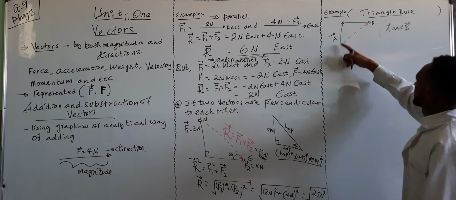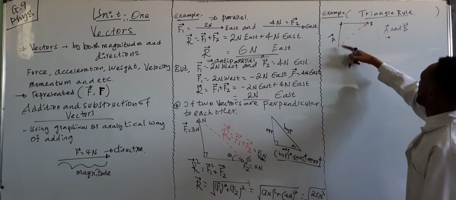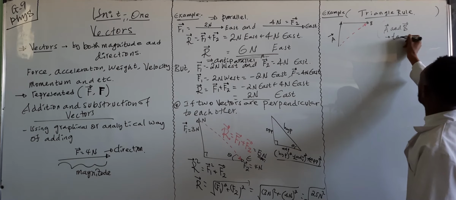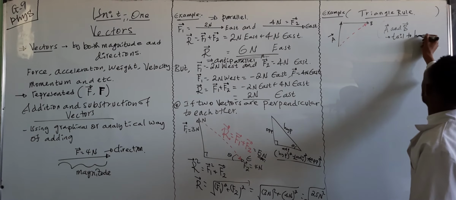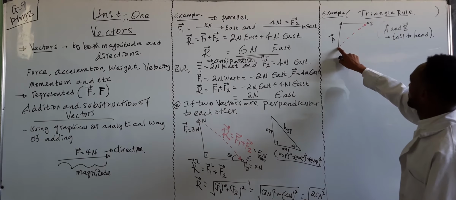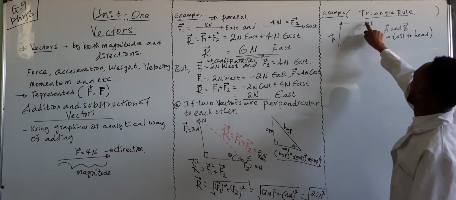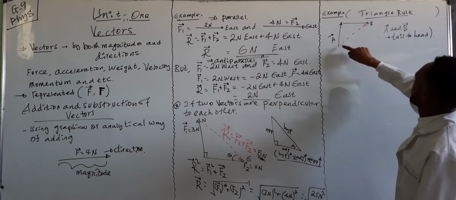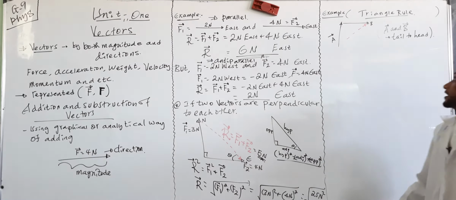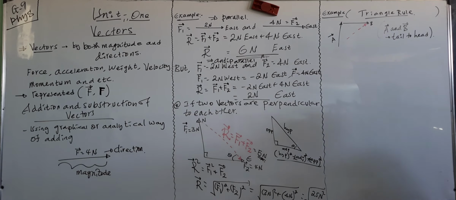Two vectors, vector A and vector B, can be combined with each other head to tail, head to tail. That means the tail of vector A, the head of vector A, vector B's tail, vector B's head. See that according to the triangle rule, you can add vectors together.